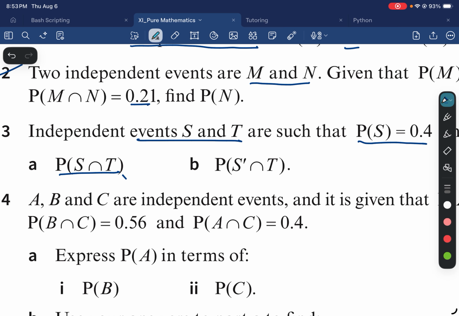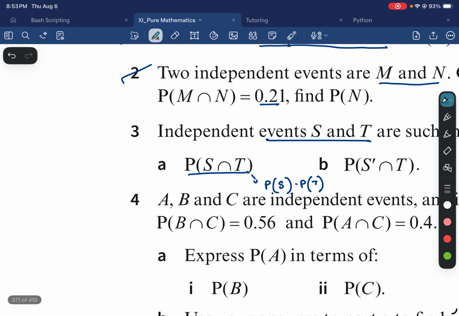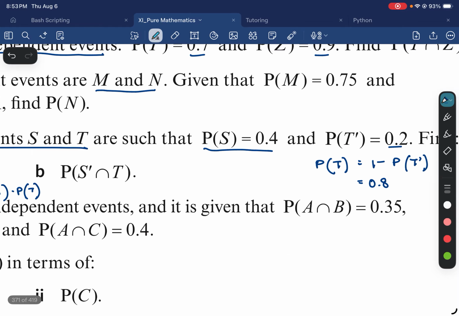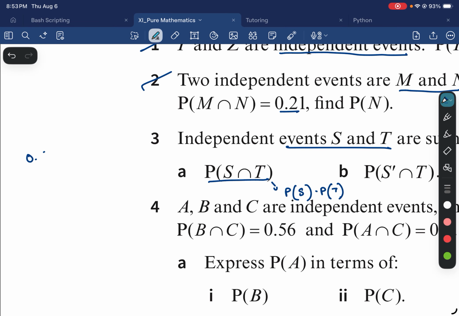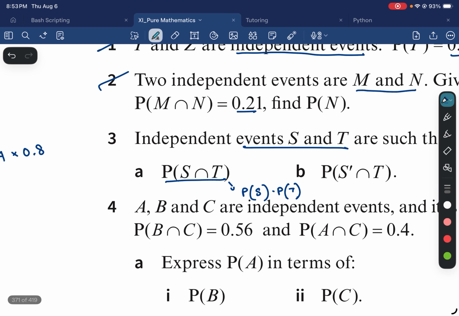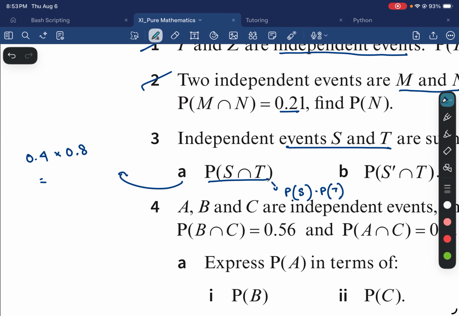Well, this is just P(S) times P(T). It's just the product, right? So what is P(S)? P(S) is 0.4 and P(T) is 0.8. We have calculated that here. So if you multiply them together for this, you're going to get 0.32.